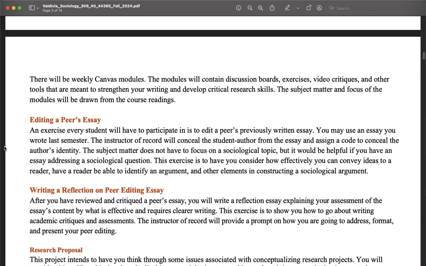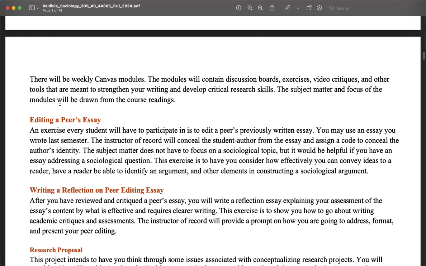And this is what I mentioned in terms of editing a peer's essay. In this exercise, which every student will have to participate in, you edit a peer's previously written essay. You may use an essay you wrote last semester or any other time that you were a student, either at Dominguez Hills or even at another institution. The instructor of record will conceal the student author's identity.